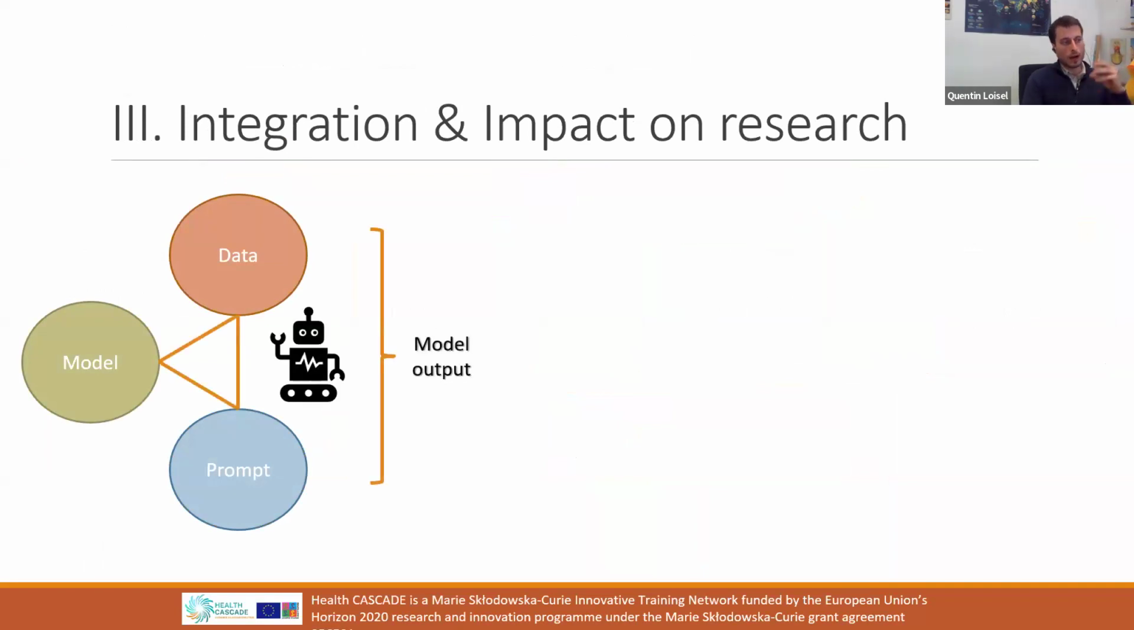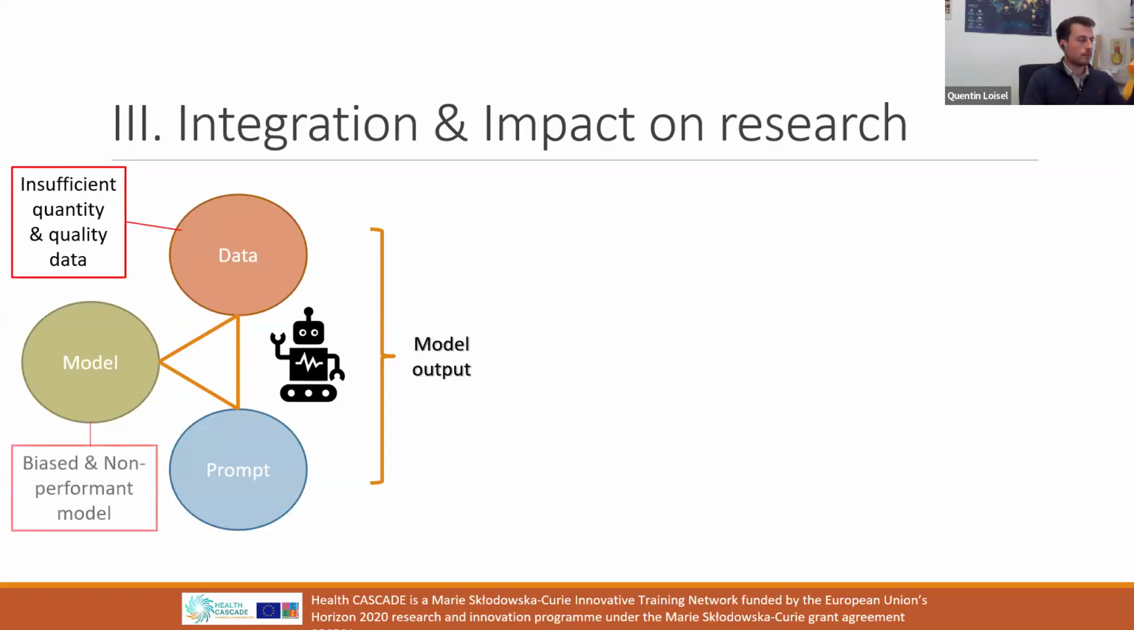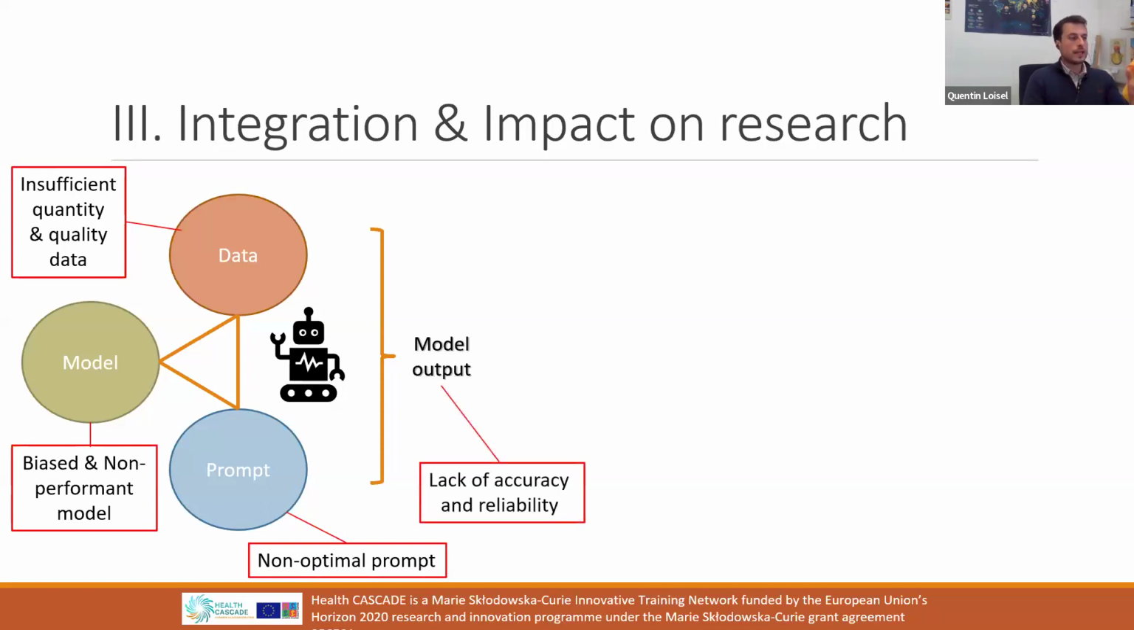So it gives you a model output, which is basically the probability-based output from the model. Then you have some risks. Maybe your data are not sufficient and not of enough quality. Maybe your model is biased and non-performant. Maybe your prompt is not optimal. We saw that naive prompting does not trigger as good an output. So it can lack accuracy and reliability. It's a famous thing that we call hallucination. It can create noise and it can miss the target of what you want to create.